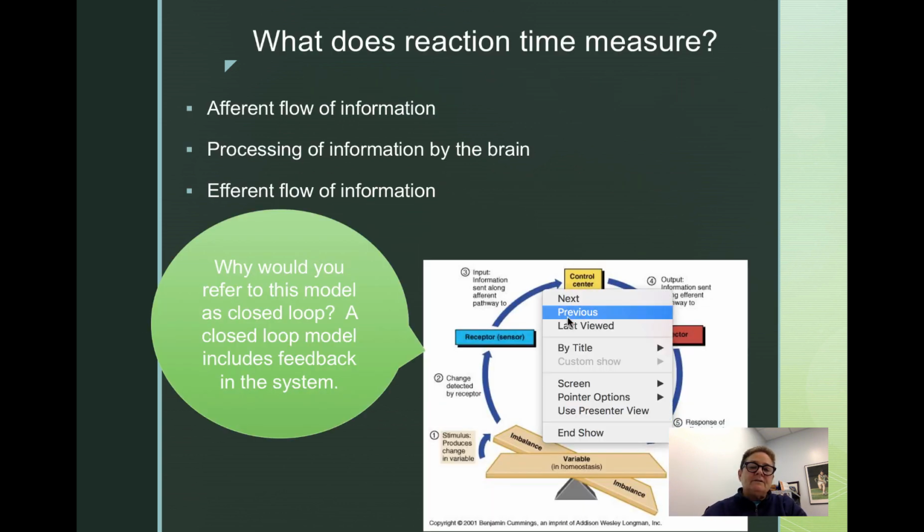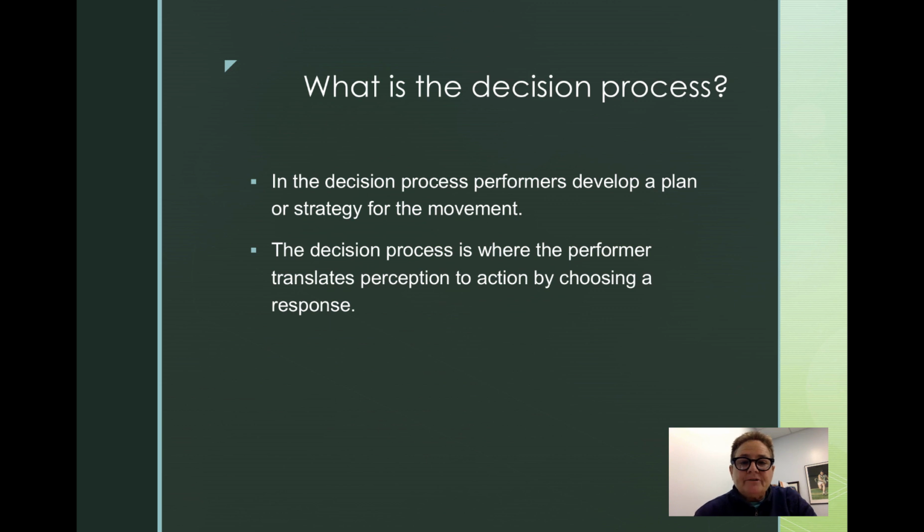So, what is the decision process? The decision process is the place where performers actually develop a plan or a strategy for the movement. The decision process is where the performer takes the information from perception and actually chooses a response. This doesn't mean that we are executing the response yet, but rather this is the input side of the model, or the middle part of the model, where we've gone from the input and the perception of that input to actually making a decision about the response that we're going to make. We call this decision the motor plan.